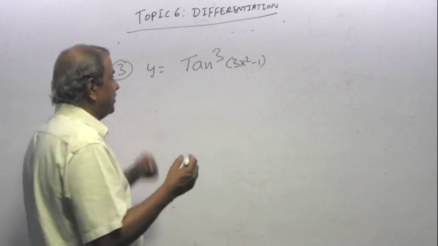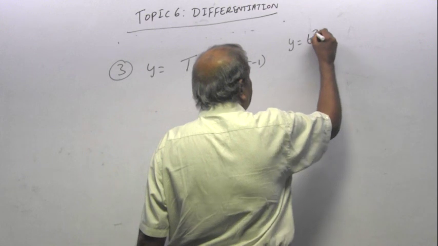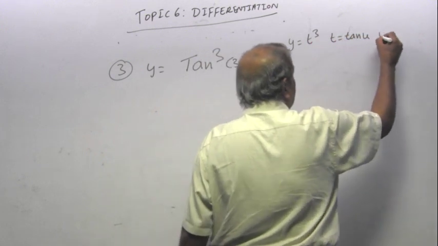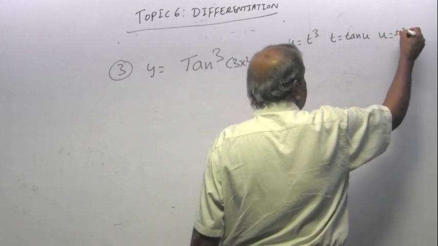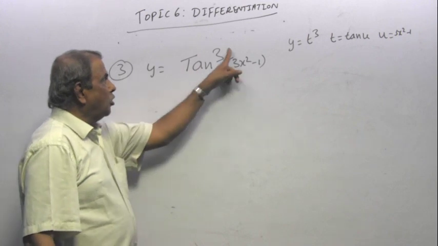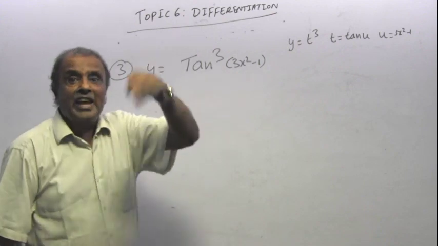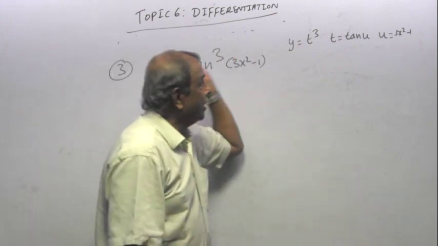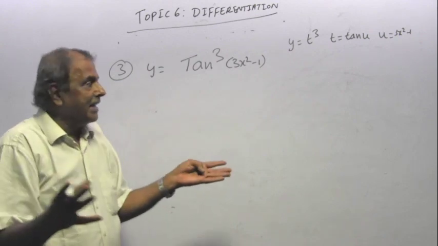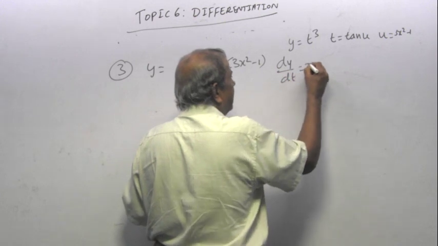We have to use, let's say, chain rule. So y equal to t cubed, t equal to tan u, u equal to 3x squared minus 1. You have to identify: you have a tan, you have a cube, and you have a 3x squared minus 1. The same logic applies for the onion, only you don't mention them like that. It's nothing different, nothing complicated. So dy by dt is 3t squared.